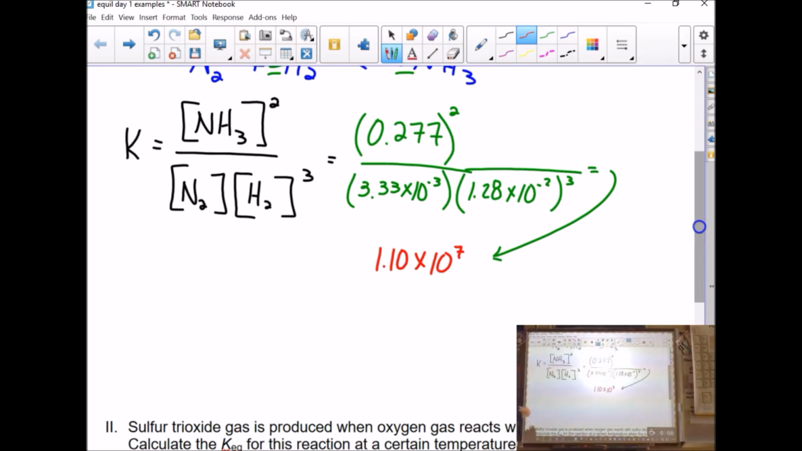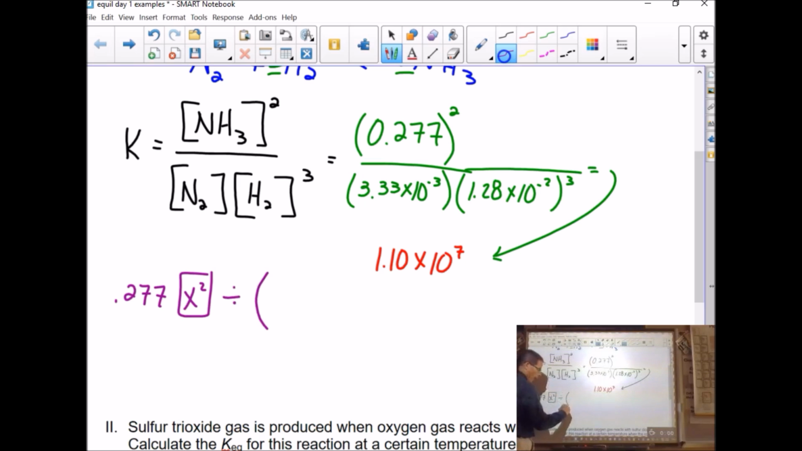All right, so here's how to type it in. Hang on. So 0.277. Hopefully you did the X squared button. I got 1.09 times 10 to the 6. I got 1.0987 times 10 to the 7. And then divided button. And I would open up two parentheses here. You don't have to if you do it the right way, but I'm showing two.